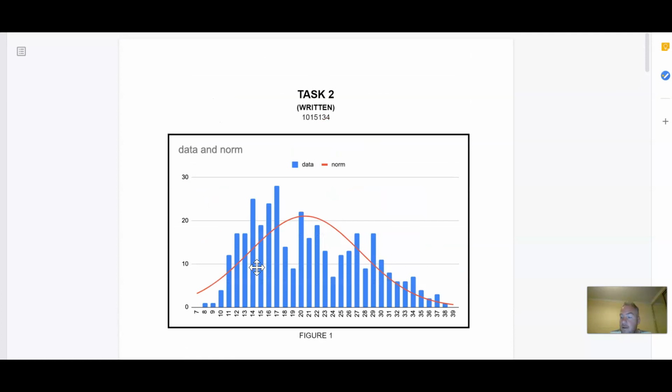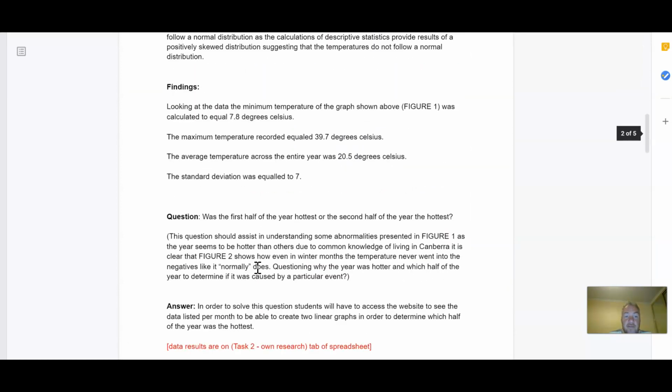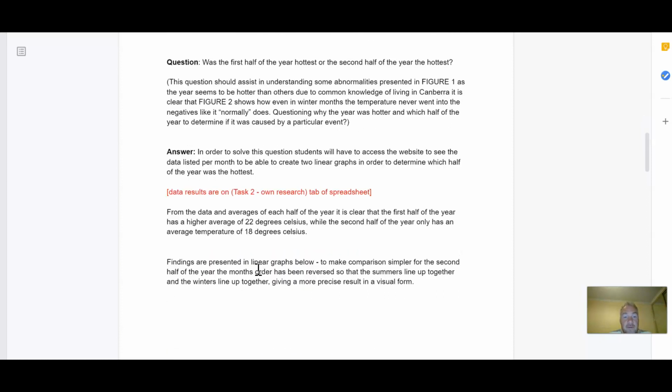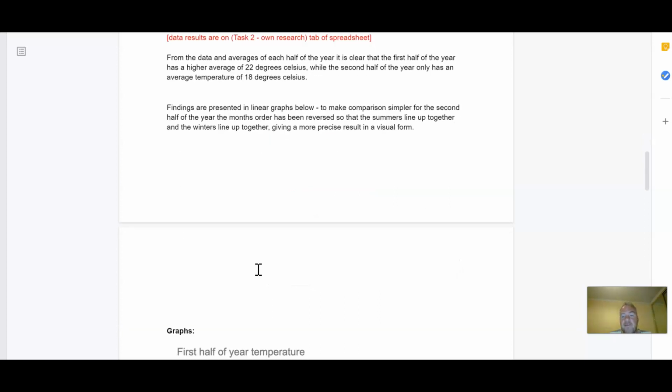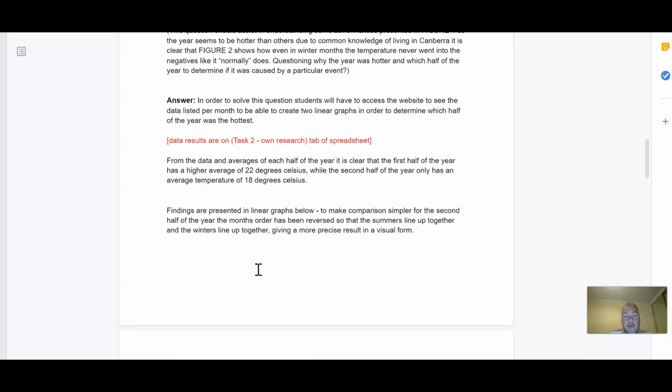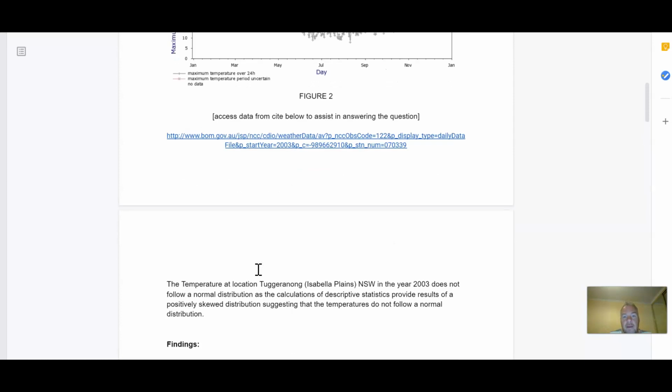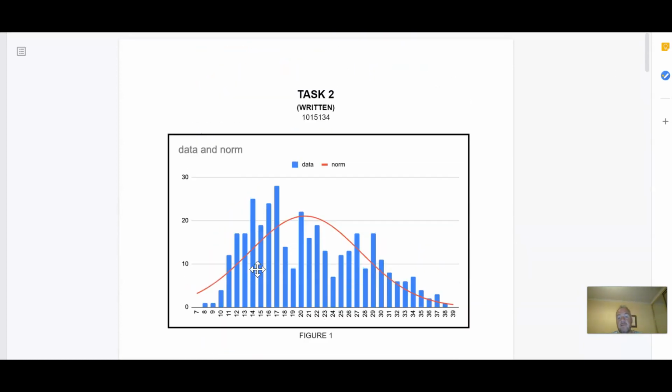Then looking through it again for the communication, the writing was fine. It very clearly illustrates what I'm doing. It's broken up into paragraphs that show me what that is. The person understands the normal distribution. The last part, I would say, is a little bit below what I'd expect, the communication using the normal distribution.